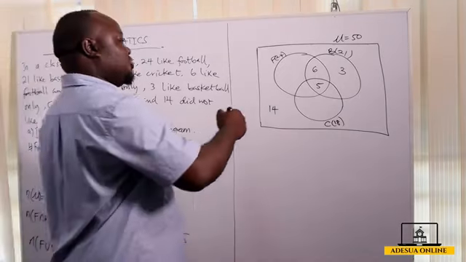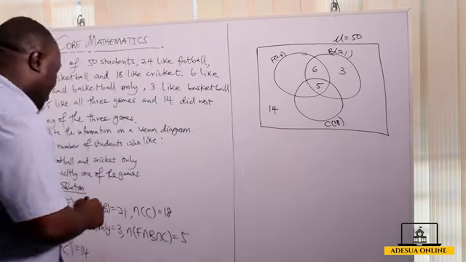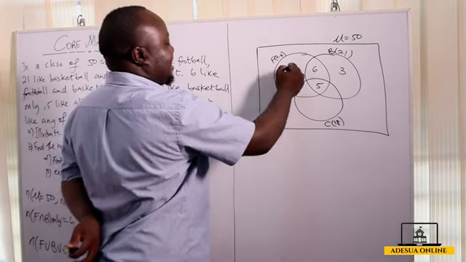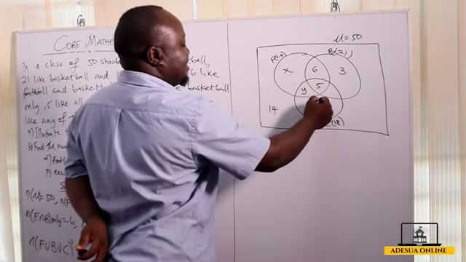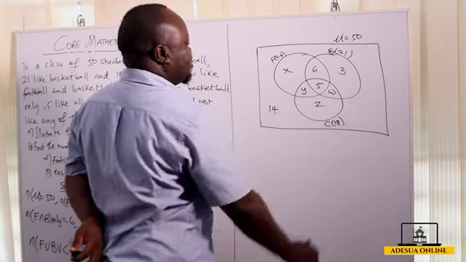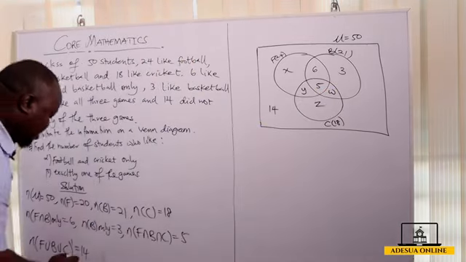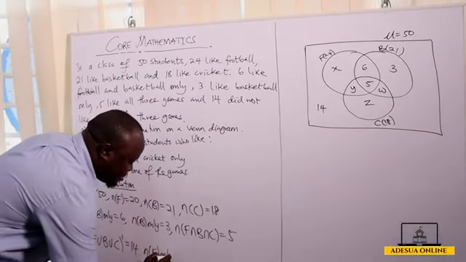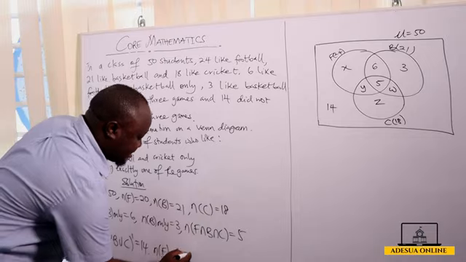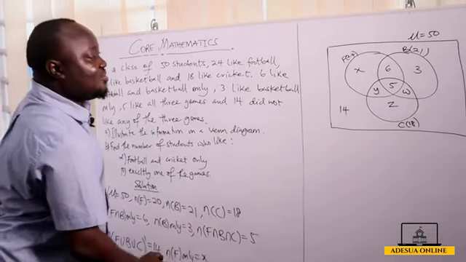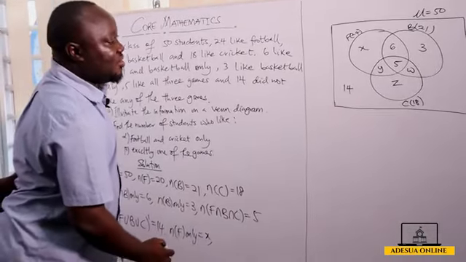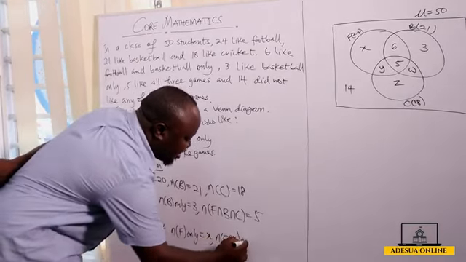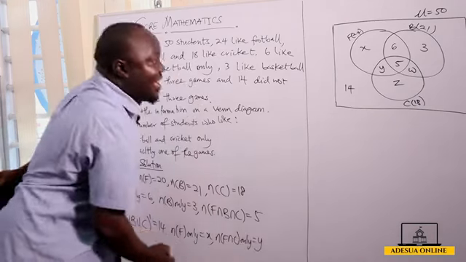So this is the information given. We don't know that of football only. So for football only, we are going to give it a variable. So let's give these variables X, Y, Z, and W. So the number of students who like football only will be equal to X. And then the number of students who like football and cricket only will be Y.